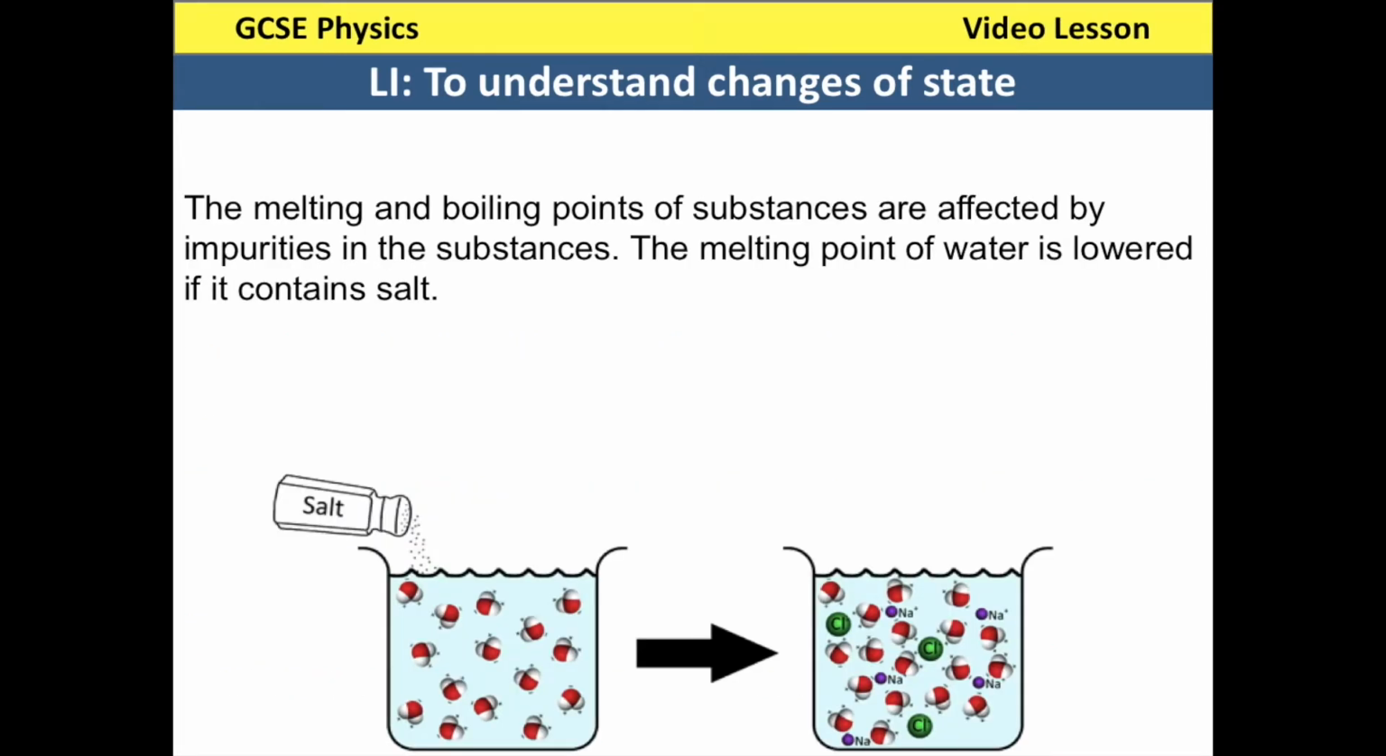So, the melting point and boiling point of substances are affected by impurities in the substances. The melting point of water gets lowered if it contains salt. Therefore, when we add salt to the roads, any water that is on the road is going to have the salt dissolved into it. That means that the melting point of that water, or ice as it will turn into, is going to be lowered, and so therefore the water will stay frozen for less time, I suppose you could say, or the temperature doesn't need to rise as high in order to melt the water or melt the ice.